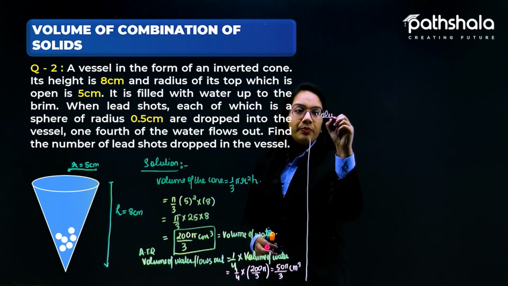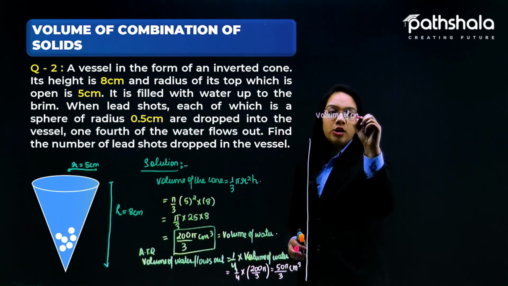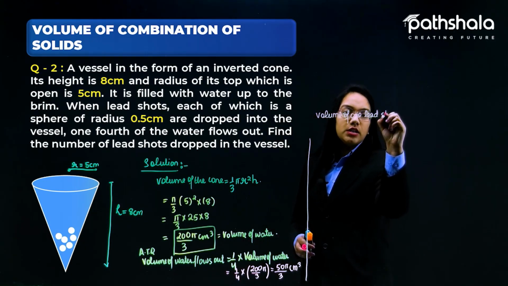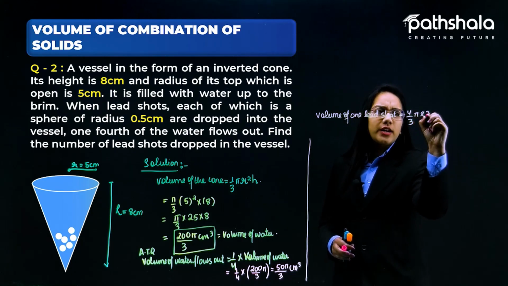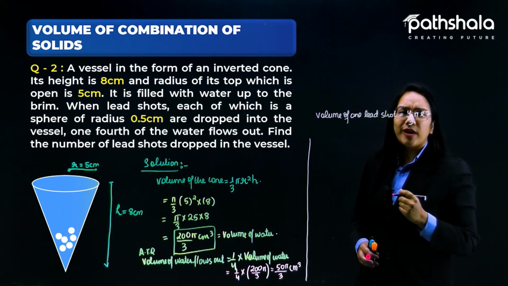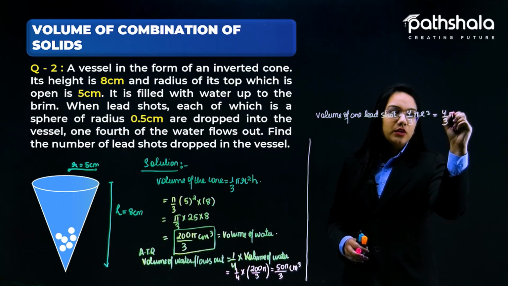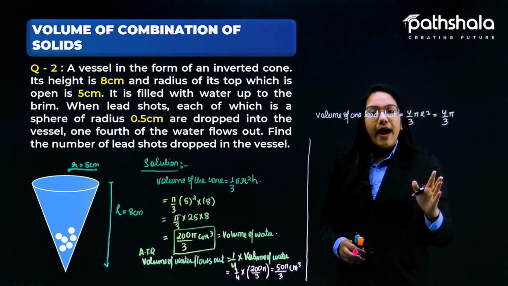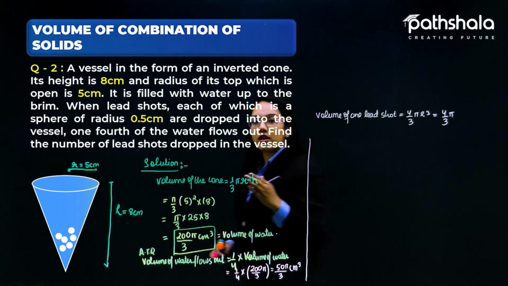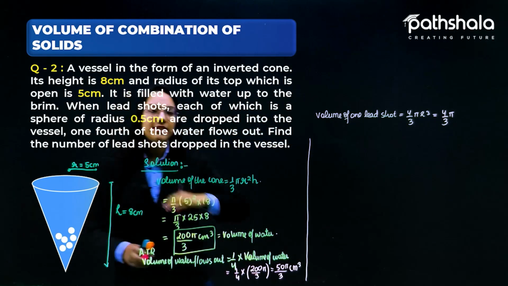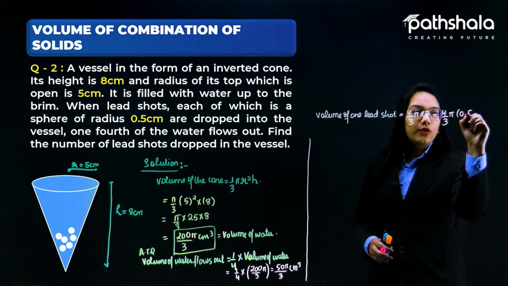The volume of one lead shot is equal to 4/3 pi r cube, since we know that it is a sphere. Let's sort it out. This would be 4/3 pi. Let us take the pi as it is, and the radius is given to us in the question: the radius of the sphere is 0.5 centimeter. So this is 0.5 whole cube.